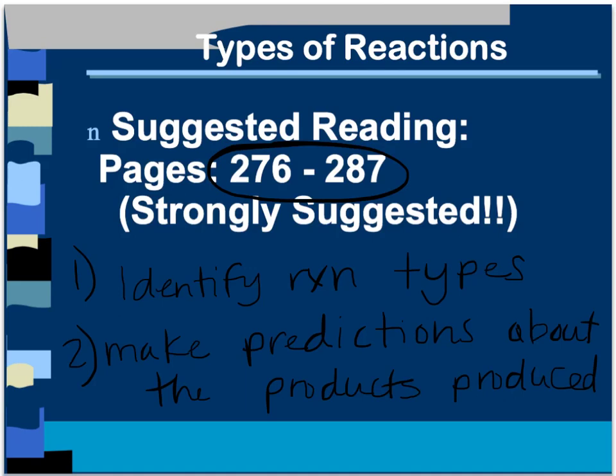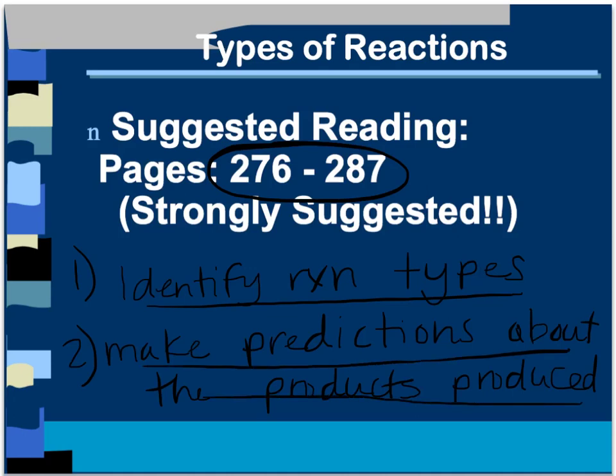The two big things that you want to make sure that you're getting from tonight's lecture is that you're able to identify the reaction type. So if you were to see an equation, you need to be able to use one of these terms we're going to talk about and say, okay, that's a combination or a combustion reaction. Then you also will need this video to help you make predictions about the products that are produced.